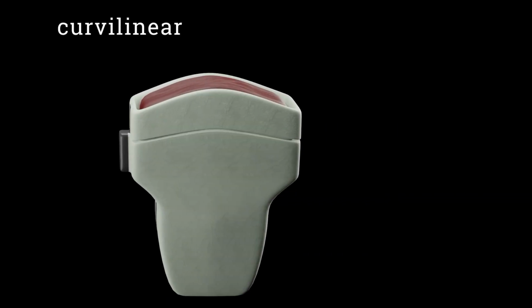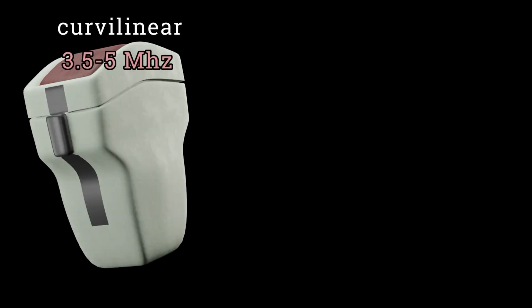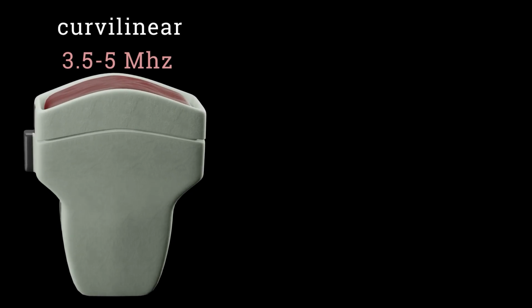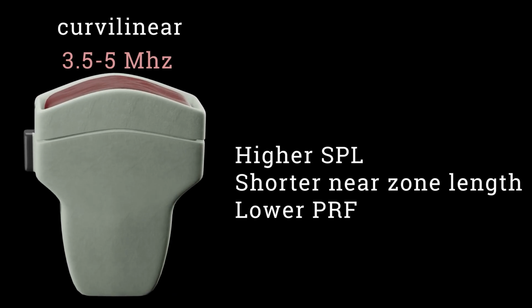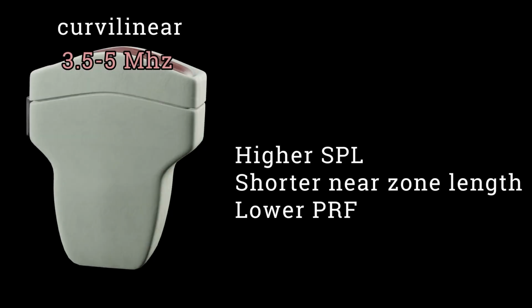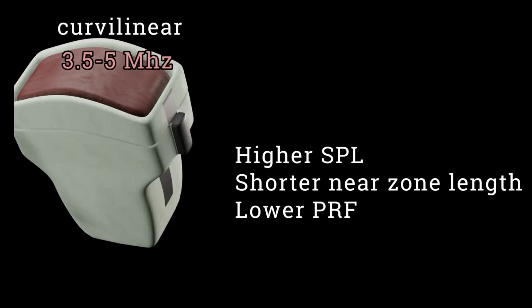The curvilinear probes have the widest footprint. These are used to visualize deeper structures at the expense of lower spatial and temporal resolution. Remember that the pulse length is higher compared to the linear probe and thus lower axial resolution.